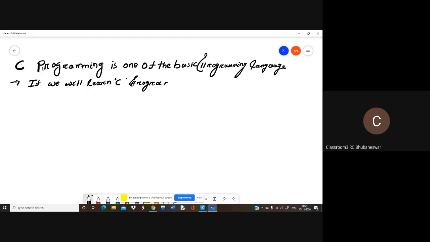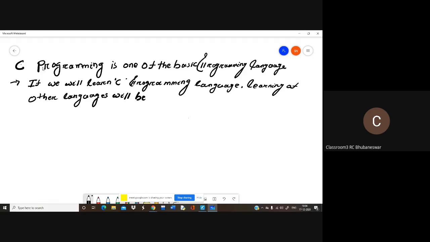In the coming semesters, we will be learning some other languages like C++, Java, and the implementation of different concepts like data structures using programming languages. But if you learn the C programming language, then learning other languages will be easier. Clear, everyone? That's why the syllabus was made to start with the C programming language, right?